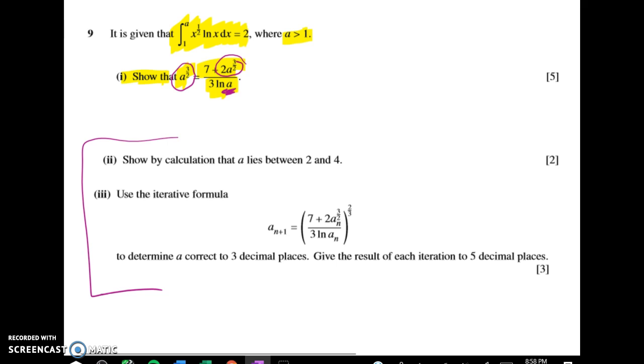But the first part is doing the integration, right? So what we're going to do is integrate this thing here with these limits, and that's going to give me a value of the integral that has got a's in it. And then we're going to equate that to 2, and we're going to work with all of that to show this. Now, let's take a look at just the integration on a different page.